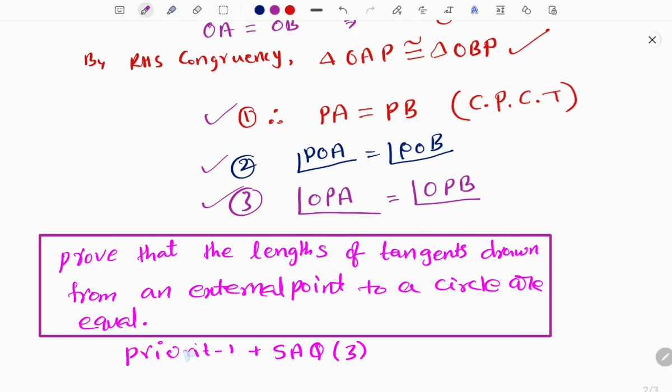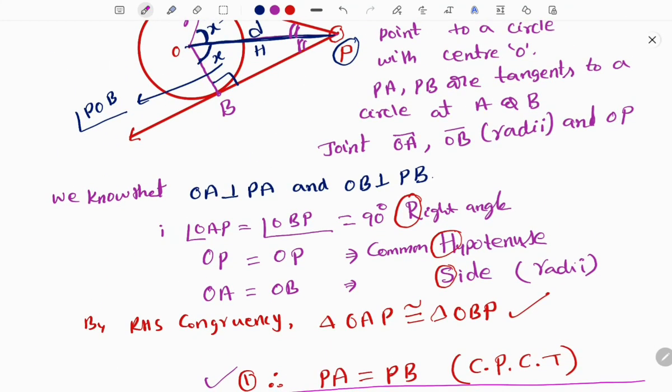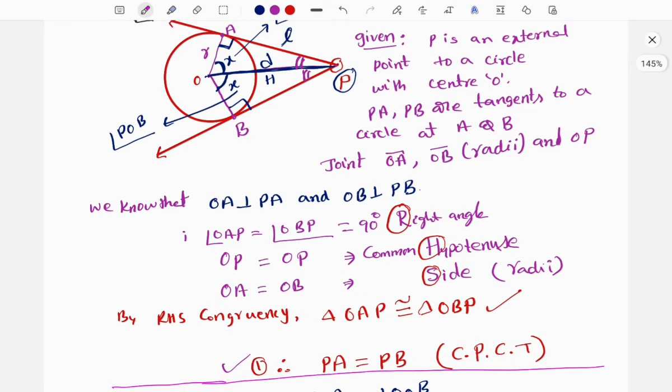So, in priority 1, short answer questions, third question: prove that the lengths of tangents drawn from an external point to a circle are equal. This is our answer to that question. Here we want to prove PA is equal to PB. First, write the given information. Then from these two triangles, by RHS congruency, they are congruent. So corresponding parts are equal, and that's why PA is equal to PB. That's it.